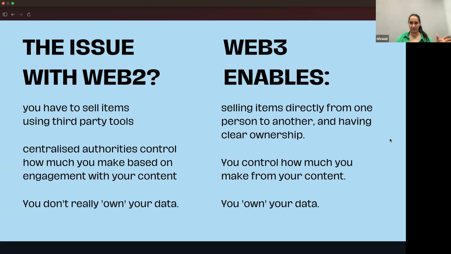And so in terms of what Web3 enables, you can sell those items directly from one person to another, and you can clearly see who owns that item as well. The second bit is that you can control exactly how much you make from that piece of content, and then you actually own that data as well. And that ownership piece comes from the blockchain, which is basically a list of transactions that will clearly say that, hey, Nivaaz owns X iPhone.